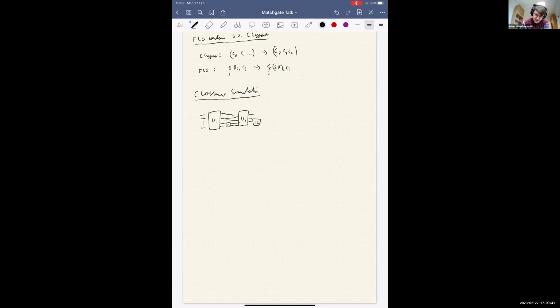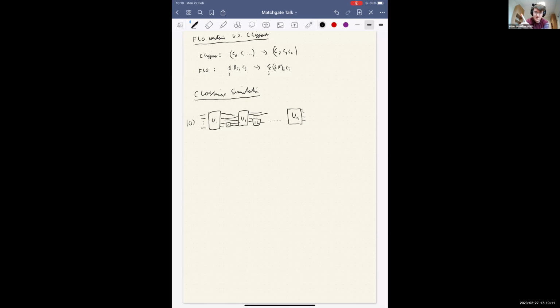I apologize for the terrible drawing. Dots, dots, dots. U_N, I guess, over here. We're going to have an initial vacuum state here, |0⟩. And we're going to do some measurements where we essentially just do a computational basis measurement at the end.